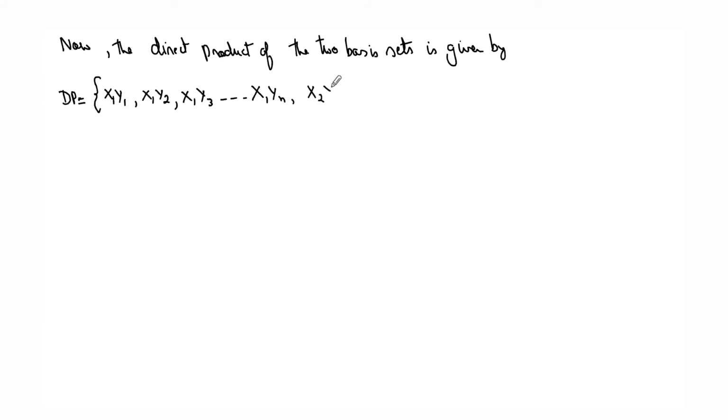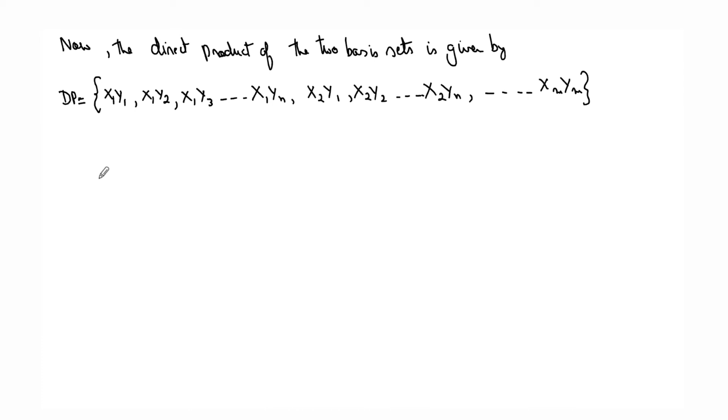Similarly we have x2 y1, x2 y2 going all the way to x2 yn. Again similarly we have xm ym. So each element of the basis set is multiplied with each element of the other basis set. That gives you the direct product of the two basis sets, right?